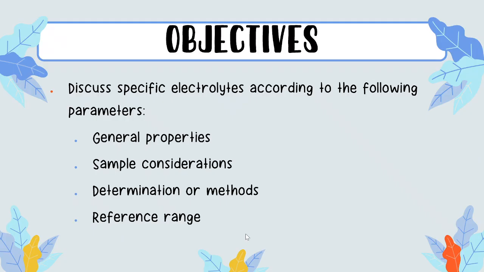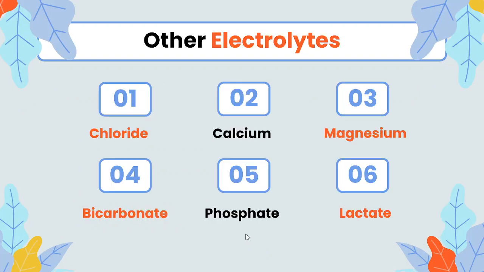So this will be our objective. As usual, we'll begin with the general properties of your specific electrolytes, then their sample considerations, their determination or methods, and the reference range. These are all the other electrolytes that will be discussed in this video, starting from your chloride, then your calcium, then your magnesium, then your bicarbonate, then your phosphate, and lastly your lactate. Now I actually added one last thing, which is your anion gap, which is very important.